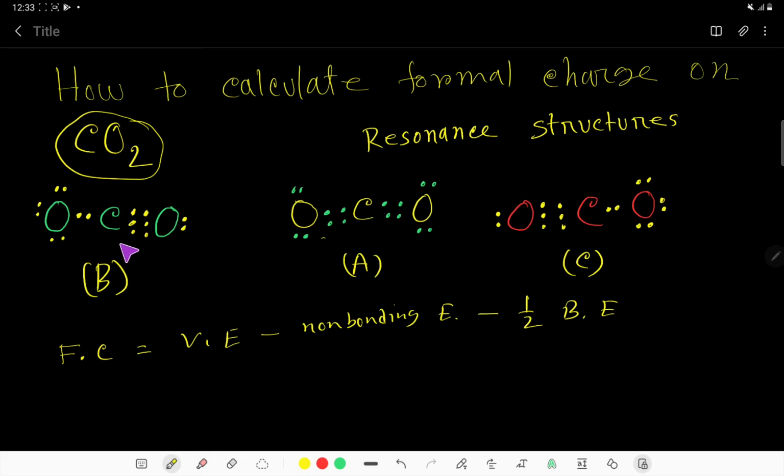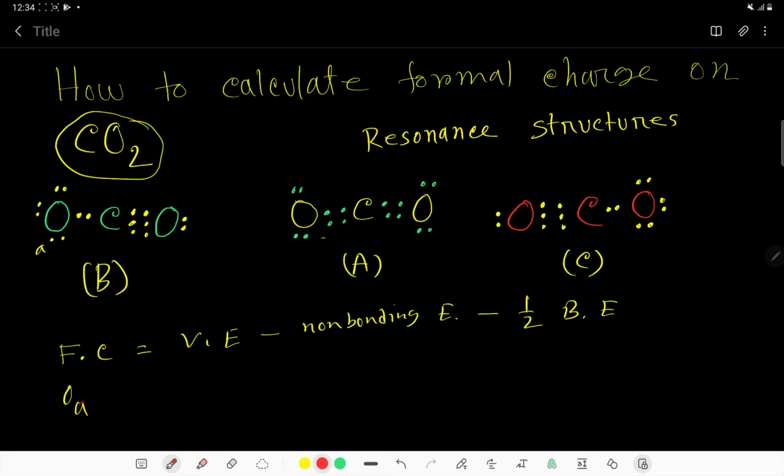So to calculate the formal charge of each atom in this resonance structure, we'll use the formal charge formula. Formal charge equals valence electrons in a free atom, or in a neutral atom, minus non-bonding electrons minus half of bonding electrons. So let us calculate the formal charge of each atom from this resonance structure. Let us label this oxygen as oxygen A.